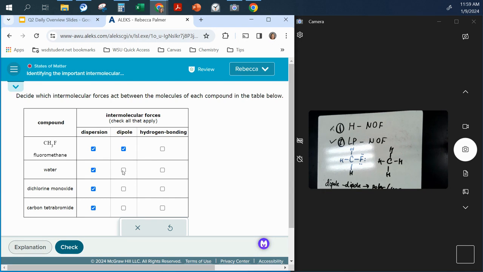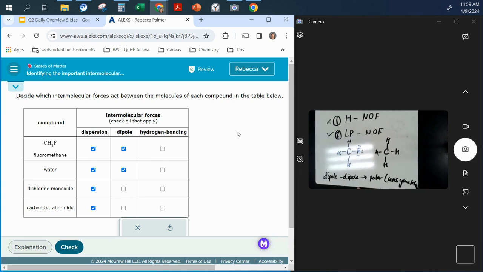We just talked about water is polar because of the lone pairs. So it has dipole-dipole interactions. And it also has hydrogen bonding. There's a hydrogen on an oxygen, and there's a lone pair on that oxygen.